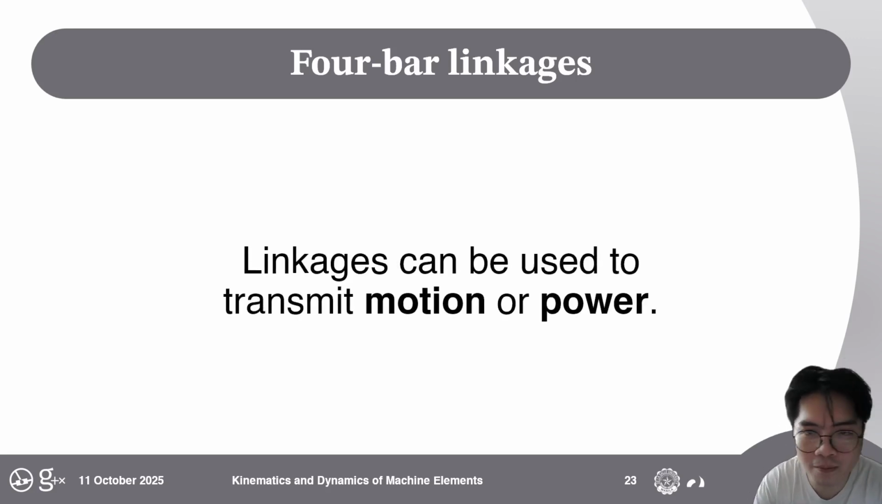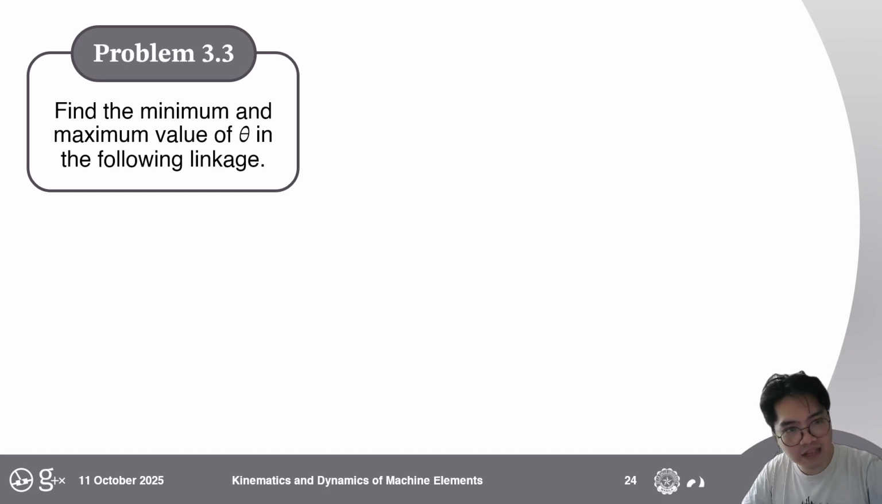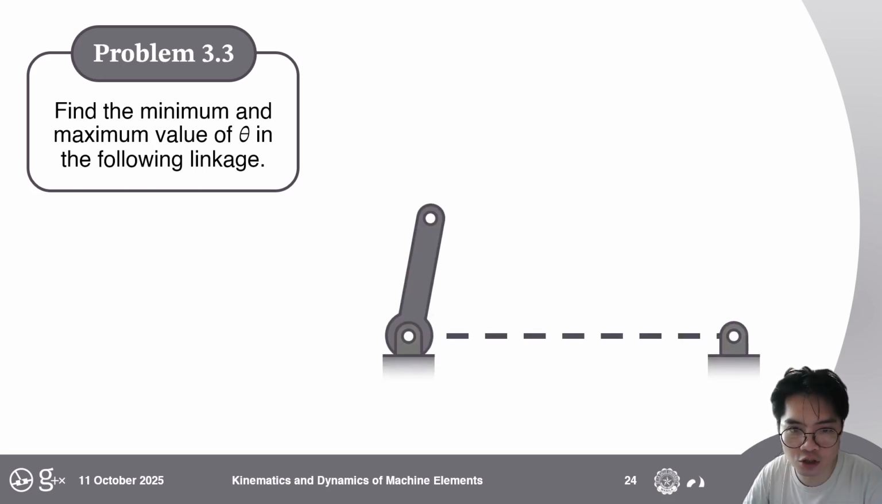When we have four bar linkages, or any linkage for that matter, we usually use them to transmit either motion or power. And in those two instances, you want to be aware of any optimal configuration. Say for example, we now have this new problem 3.3, wherein you're going to have to find the minimum and maximum value of theta in the following linkage. We have here a 4-bar linkage, no big deal.